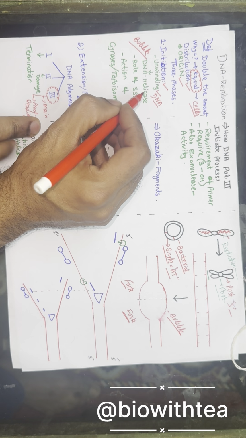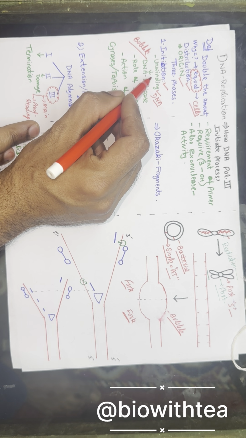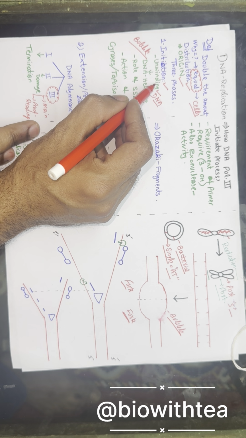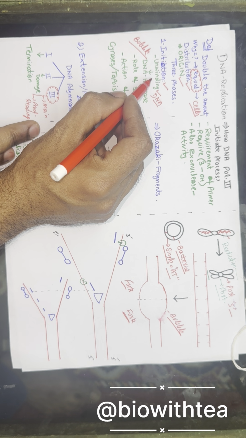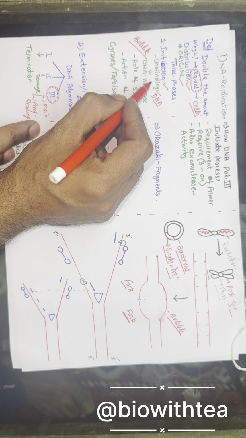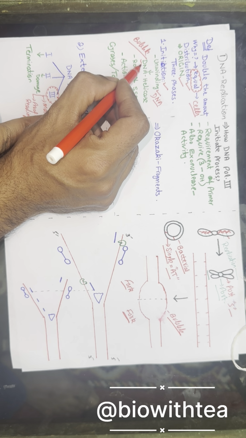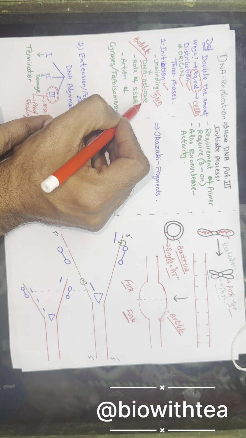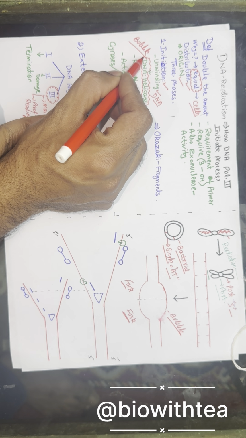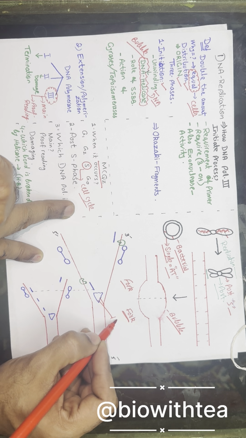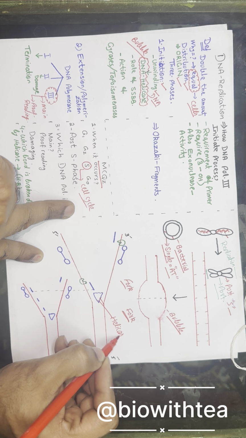Look here now. Unwinding means the breaking or the separation of the DNA's two strands. I am repeating, unwinding means the separation of the two strands. How was the separation completed? Separation is completed with the help of an enzyme called DNA helicase. This is the DNA helicase.